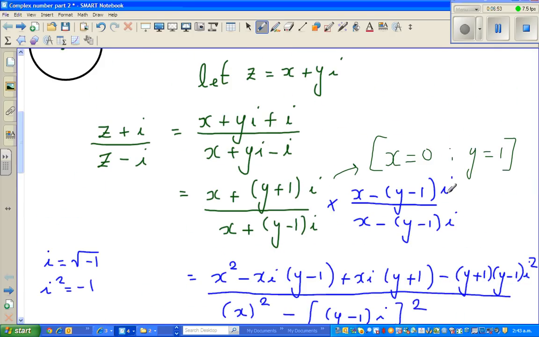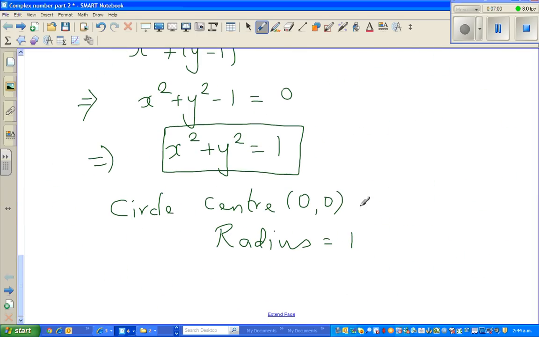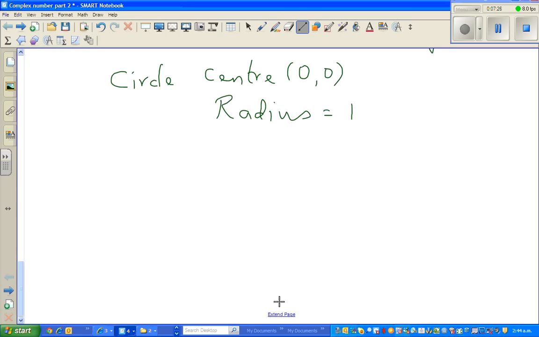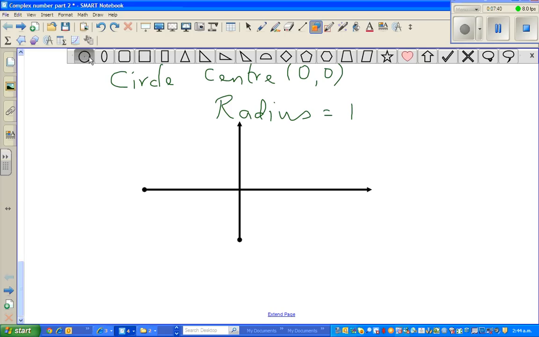Now you have to look at this condition, that x should not be 0 and y should not be 1. So you have to write here that provided x is not 0 and y is not 1. That means there is a point that is excluded if you draw the complete circle. So let us draw a sketch of that circle with center 0, 0 and radius 1. This is your x-axis, this is your y-axis, and let me draw a simple circle.